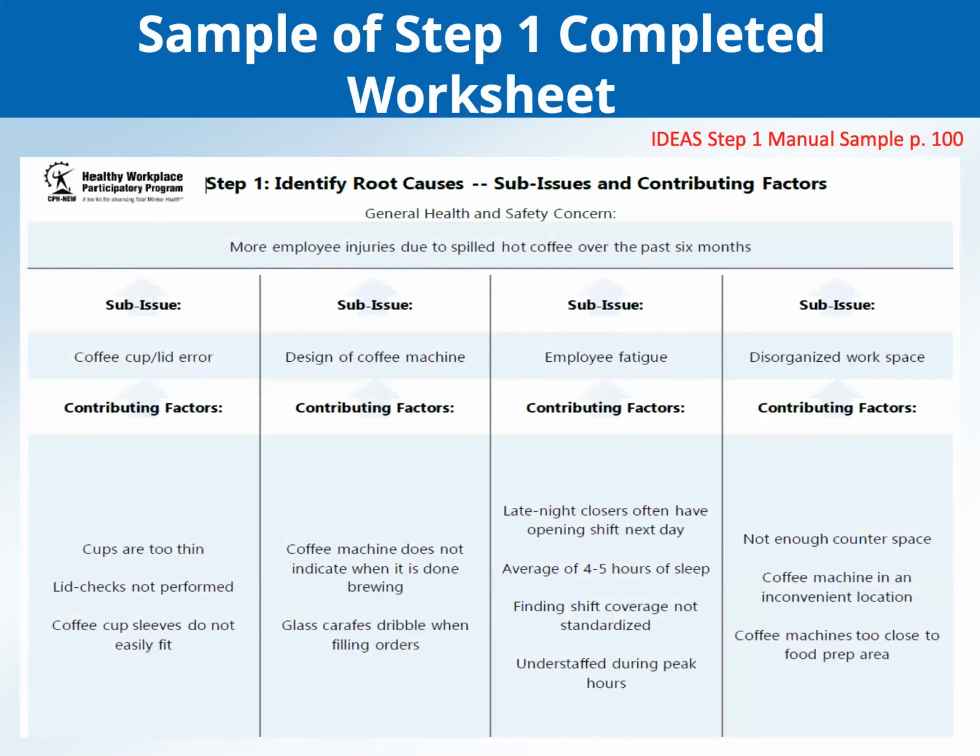This is an example of the Step 1 worksheet showing the final arrangement of the coffee spill example, the sub-issues, and the contributing factors. This idea step may require 2 meetings. Duration will vary depending on the complexity of the health and safety concern, the size of the group, and the set meeting duration. At the end of the root causes analysis activity, the design team will have settled on a general health and safety concern they would like to work on, why the health, safety, and well-being concern is occurring, the sub-issues, and the contributing factors which lead to the sub-issues.